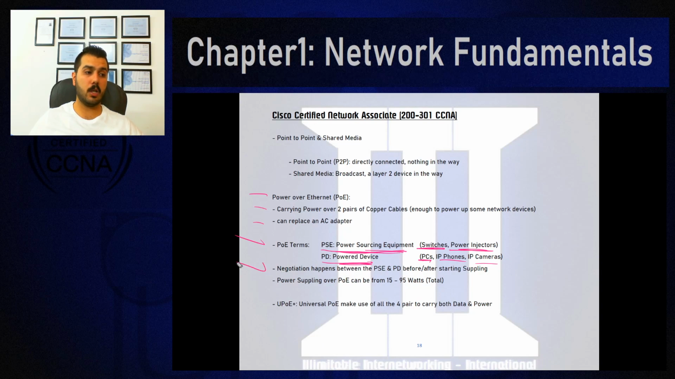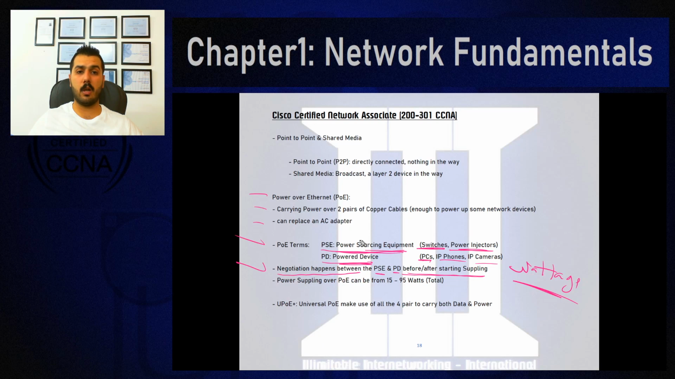There is a negotiation of the amount of wattage that is needed for the device to power up, between the equipment and the device, before and even after starting supplying. First, the PSE, the provider, will start sending a power of maybe 1, 2, even 3 watts to the powered device, like the IP phone, and an electrical circuit will be established between them, and an electrical field.